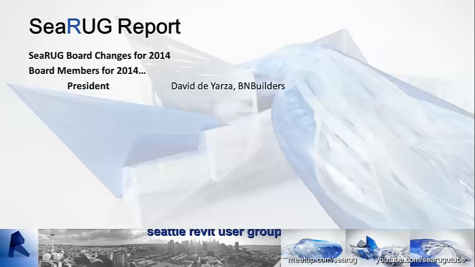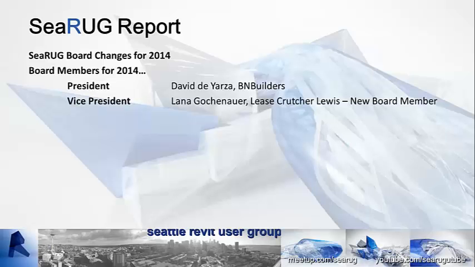So for the rest of the board for next year, Vice President is going to be Lana Gockenauer from Lee Scratcher Lewis, and please do not be frightened by the fact that there are two builders at the helm of this board. We are very focused on the collaboration aspect, and I will say both of us are recovering from a design background. Couldn't resist.